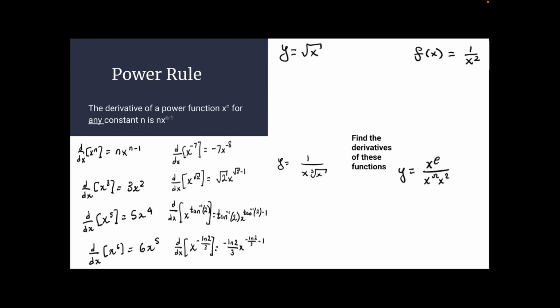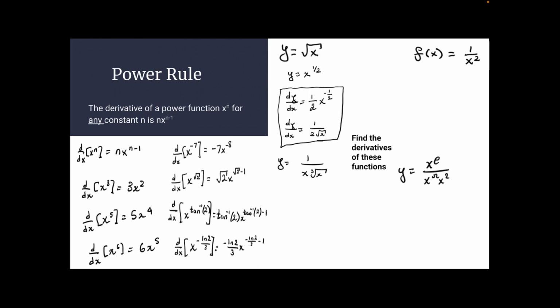So let's start with y is equal to the square root of x. So we need to manipulate this in a way such that we have x to the power. And we don't have to do much manipulation, as we know from algebra that this is equal to just x to the 1/2. So from there we take the derivative by using the power rule. We bring the 1/2 out in front and we subtract 1. So we have 1/2 x to the negative 1/2.